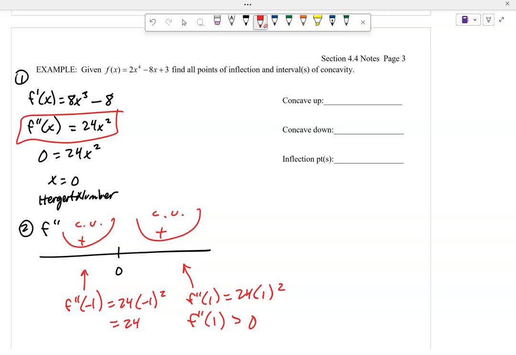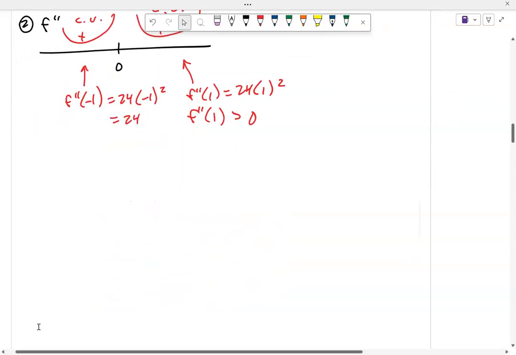Okay. So let's write this down. We're concave up from negative infinity to 0, and then also after 0. Okay, there's no concave down, not applicable on this. Did it change concavity at 0? It did not, right? I went from concave up, and then I went concave up again, right? So it did not change concavity, so there's no inflection point here. And I should add, x being 0 is a Hilbert number, but it's not a point of inflection because the concavity did not change.